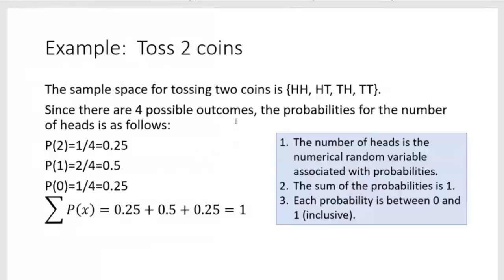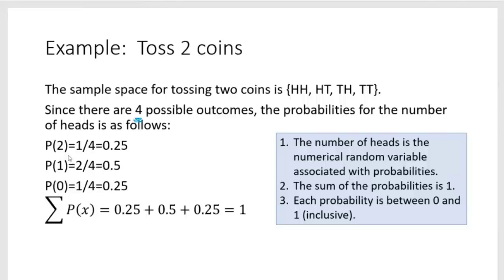So now, if you toss 2 coins, here is your sample space, the listing of all your possible outcomes. You could get heads, heads, or the first one could be heads and the second coin tails, or the reverse of that, the first one's tails and the second one's heads, or they could both be tails. So you can see that there are 4 outcomes. With 4 possible outcomes, the probabilities for the number of heads follow. What is the probability of getting 2 heads? Well, there was only 1 outcome where that happened out of the 4 possible outcomes, so it was 1 out of 4, which is 0.25, or 25%.